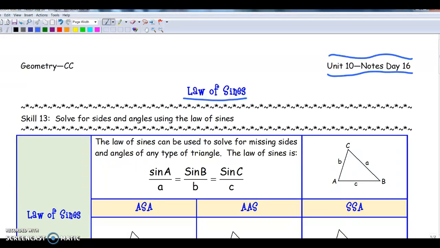What we're going to do this week is the day 16 notes today, which is law of sines. Tomorrow, Tuesday, I will be back and we'll do law of cosines. Wednesday will be a review day. And then Thursday will be an open note quiz on law of sines and law of cosines.